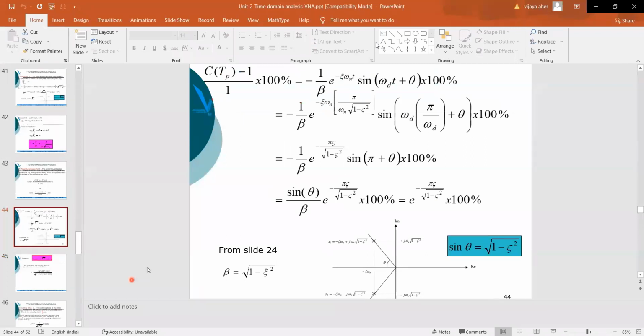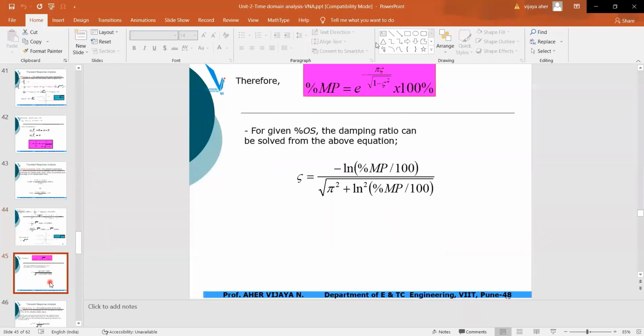Now, you have derived all these things, and you will come to know from slide number 24 that cos theta is equal to zeta and sine theta is equal to under root of 1 minus zeta square. You have to write all these steps; that is nothing but simplification. Then you got the equation for maximum overshoot. MP is equal to e raised to the power minus pi into zeta divided by under root of 1 minus zeta square, into 100, for percentage.